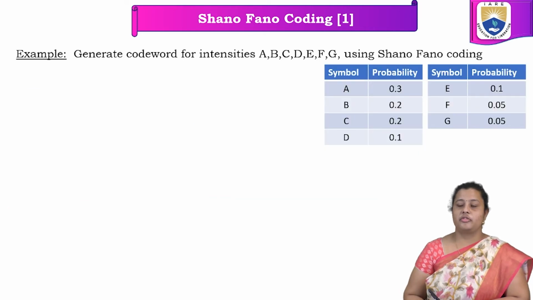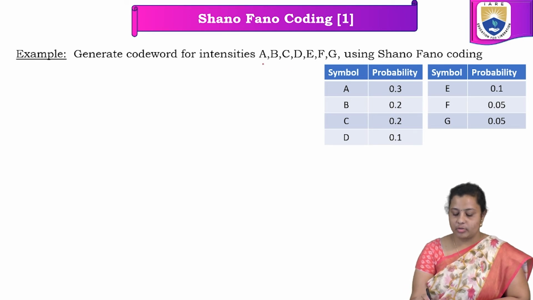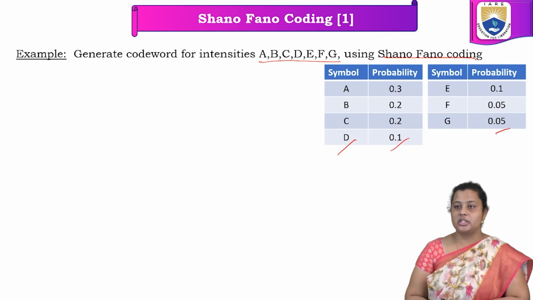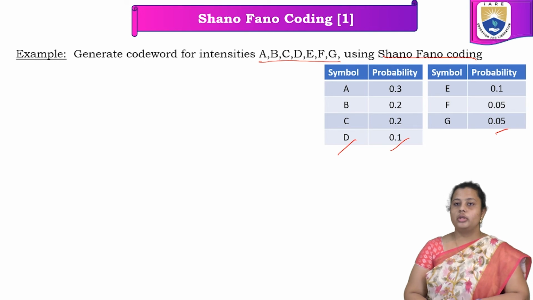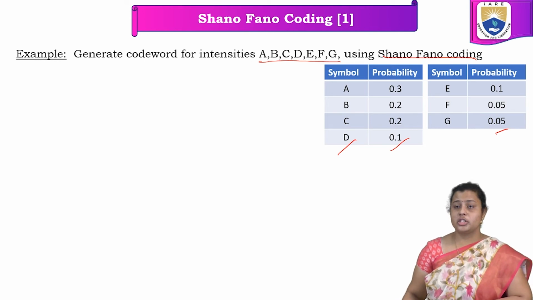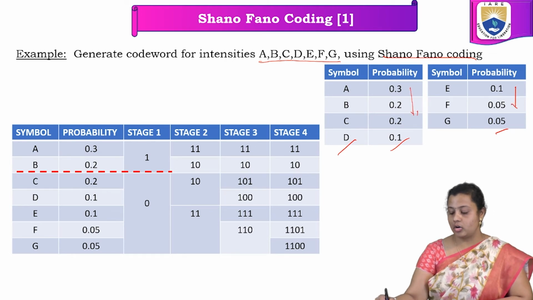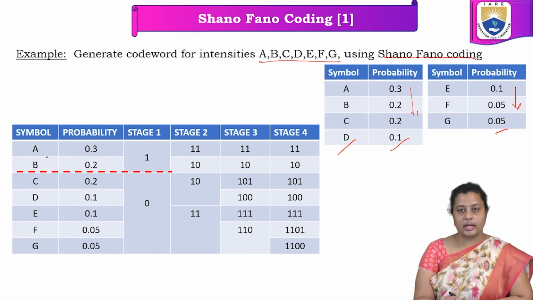So let me explain it with one small example. How do we do that? We have the code word. Suppose we have the intensity values A, B, C, D, E, F, G. We are going to use Shannon-Fano coding, and these are the symbols and these are the probabilities that exist. We first rearrange them in decreasing order. If you observe here, they're already in decreasing order. So I write them in the form of a table here: A, B, C, D, E, F, G.